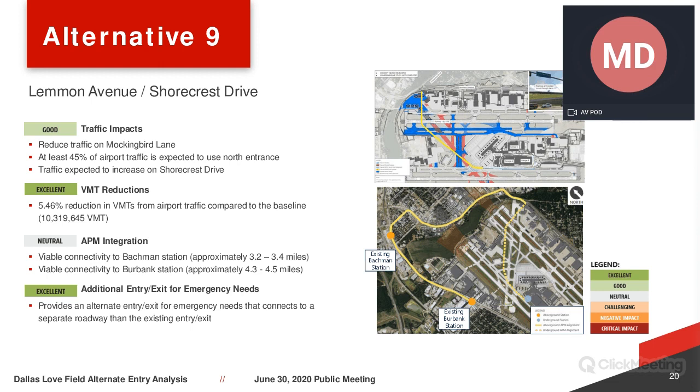Probably the biggest strike against this alternative, and we would need to look at it a little more in depth, would be the proximity to connection to DART. As we move further east, we're moving away from the light rail line, which makes that connection a little more difficult and a little more costly.